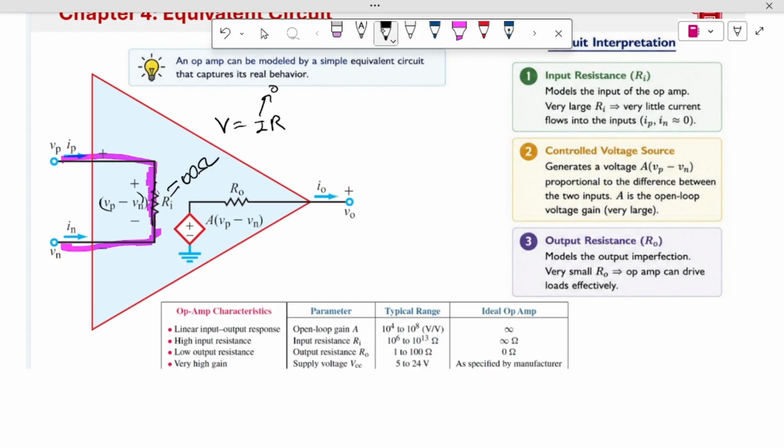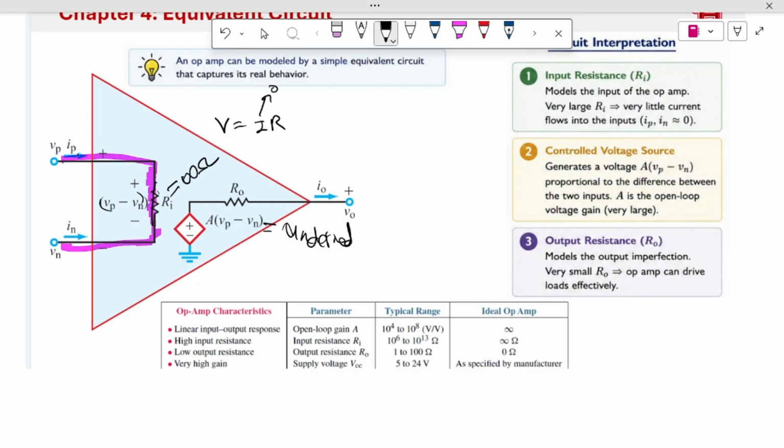And because our voltage difference is 0, the output gain, you could say, is also going to be 0 volts, or it's actually going to be undefined. Like you wouldn't actually know what it is.